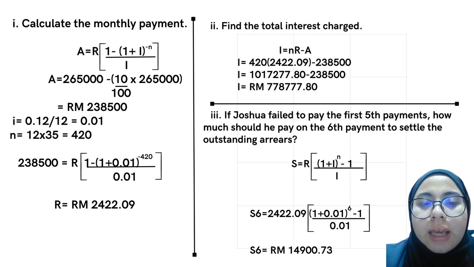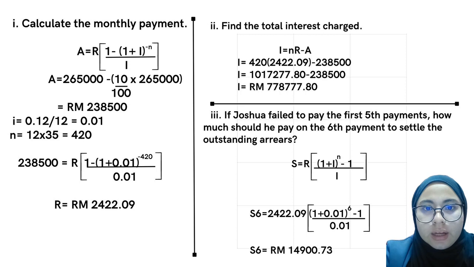The second question is to find the total interest charge, for which the formula we use is I equals nR minus A. So the value of I is 420 times 2,422.09 minus 238,500, and equals 778,777.80 ringgit. The third question is, if Joshua failed to pay the first 5 payments, how much should he pay on the 6th payment to settle the outstanding arrears?